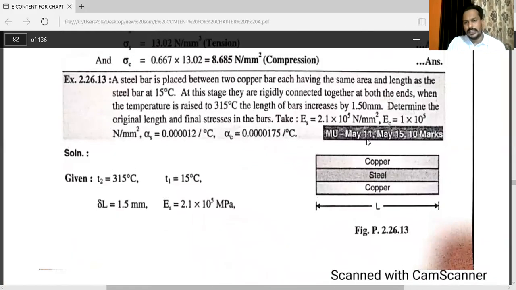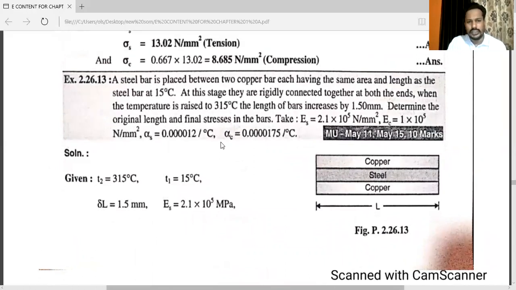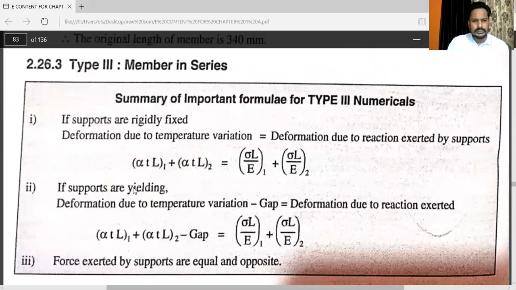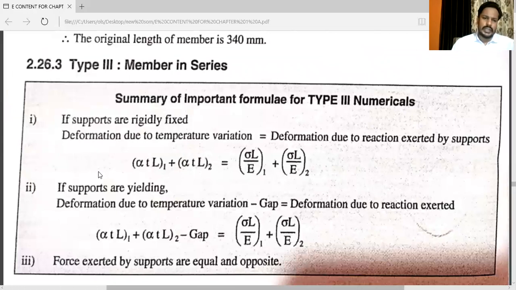You can see the next problem, that is from May 11, May 15, for 10 marks. The conditions are the same, only the data is different, means change in temperature and Young's modulus will be different. The remaining things are the same, conditions are the same. You can solve n number of problems by using these formulas.